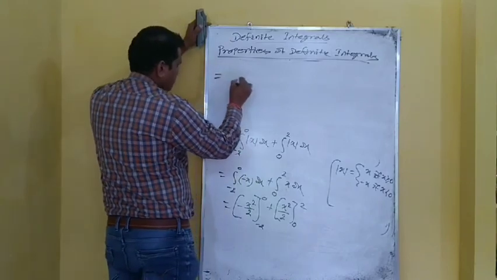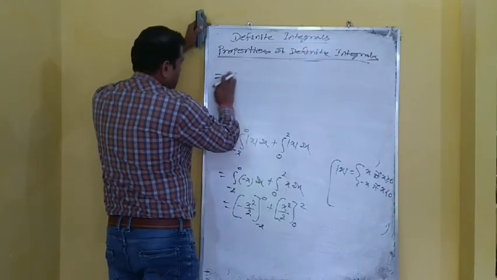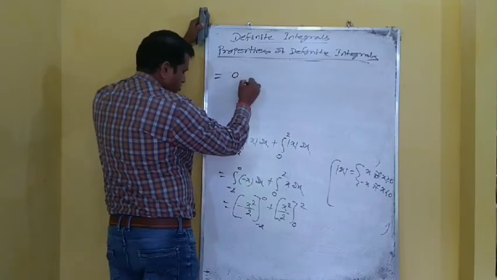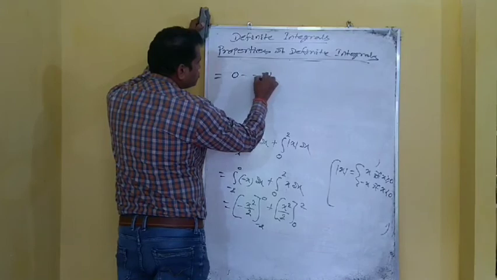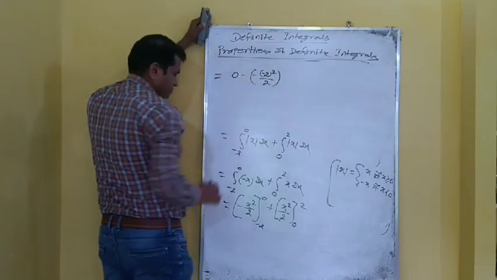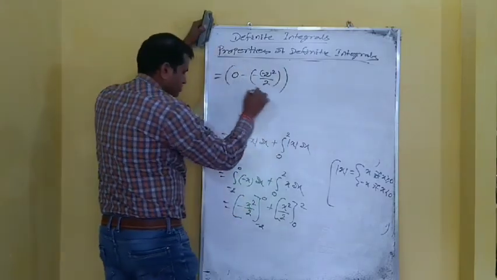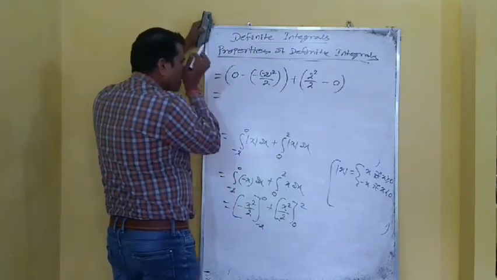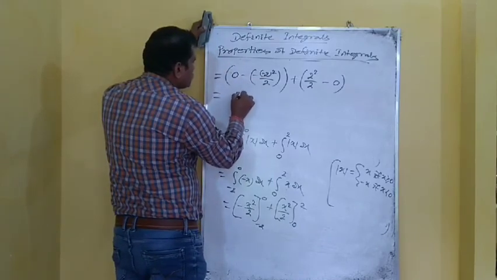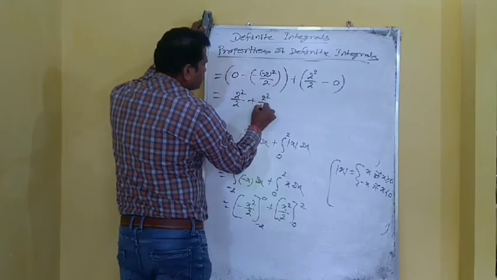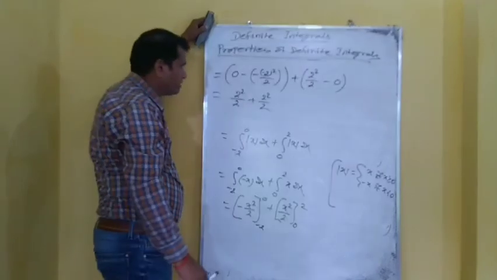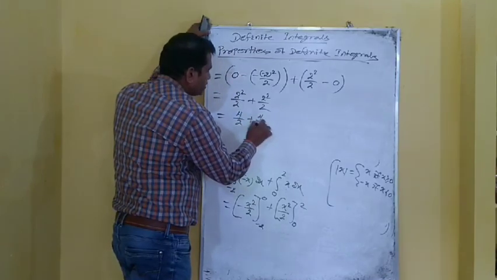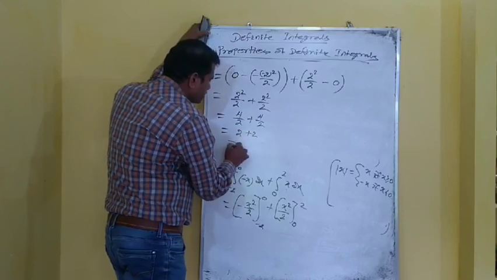Then we first put the value of x as 0, so we write 0 minus, minus 2 square by 2, plus 2 square by 2 minus 0, that equals minus 2 square by 2 plus 2 square by 2, then minus minus is plus, so 2 square by 2 is 4 by 2, 4 by 2 plus 4 by 2, that equals 2 plus 2, that equals 4.